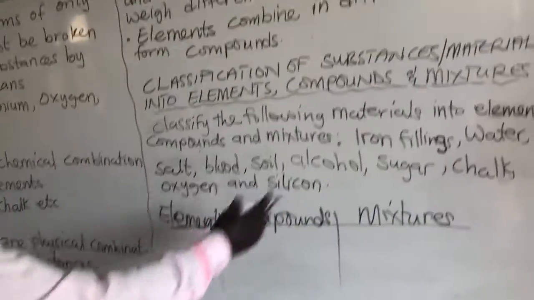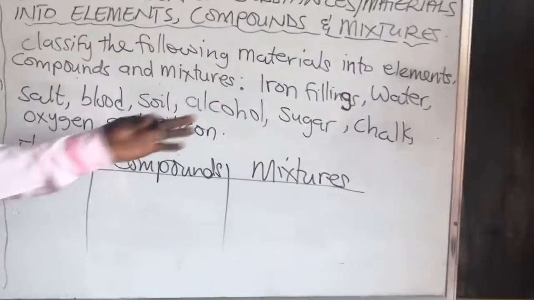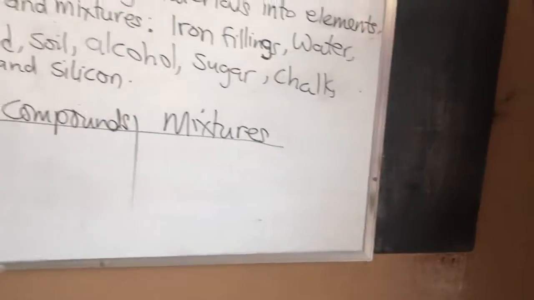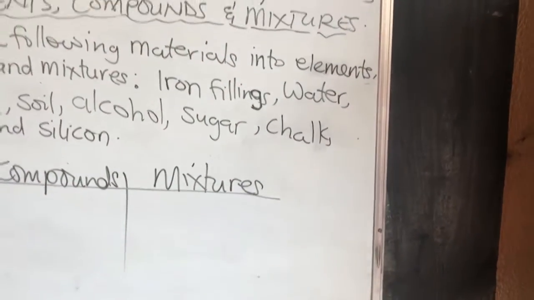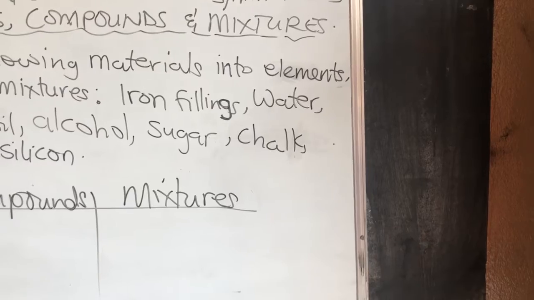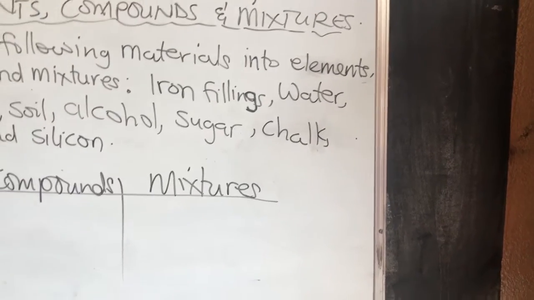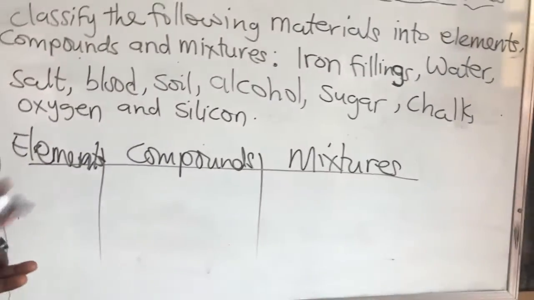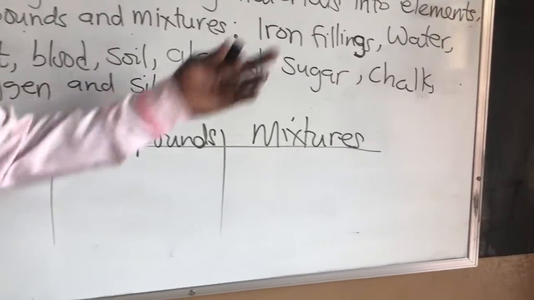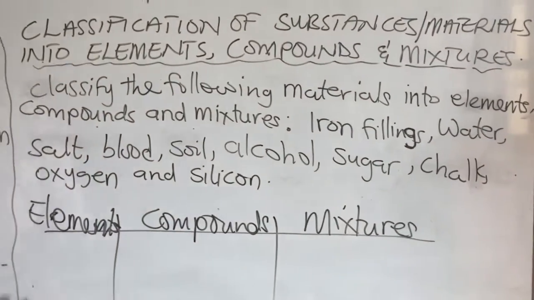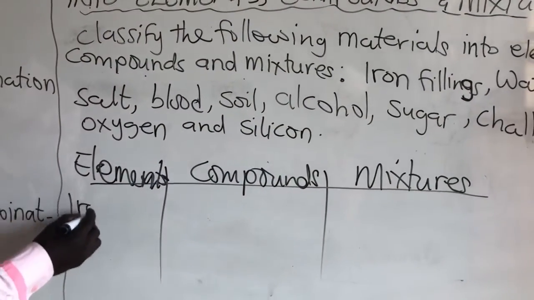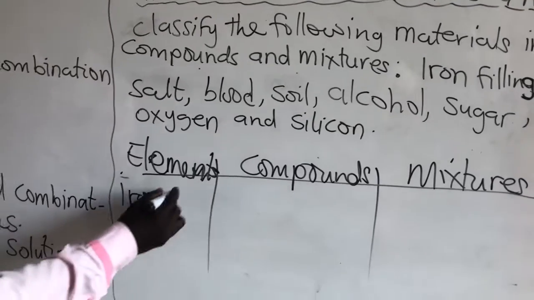Now let's take the first one. The first one is iron filings. Now iron filings are particles of iron, or particles of metals. When you cut metals, the particles that come out, that is the iron filings. So iron filings is under element. So you put it here, iron filings.